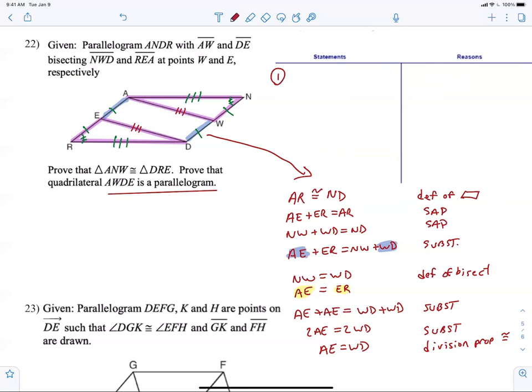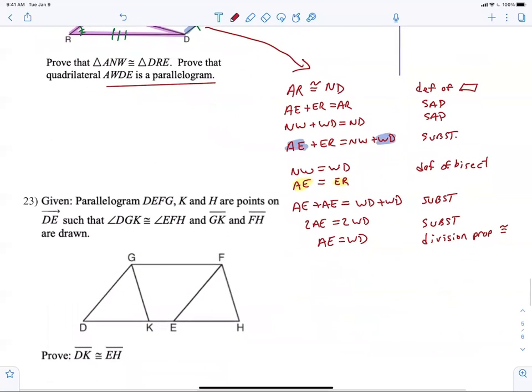Yes, tell me. I have a question about the reading on this tonight. You know the 2AE equals 2WD? Why do we need that? Can't we just subtract it? What are we subtracting? Because you haven't proved that AE equals WD, so you can't subtract. No, but if it says AE plus AE equals WD plus WD, shouldn't AE just equal WD?